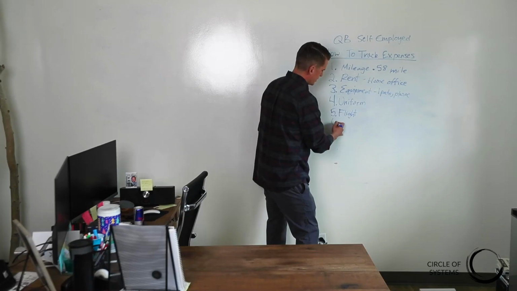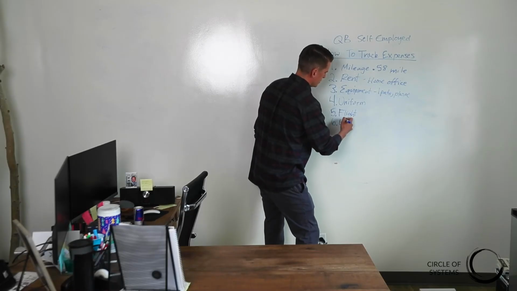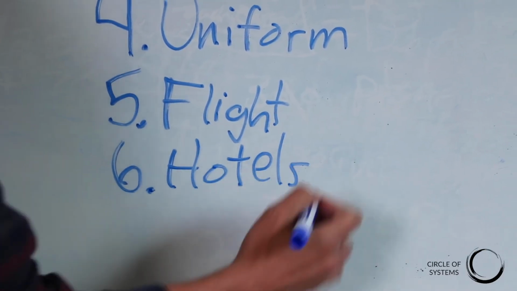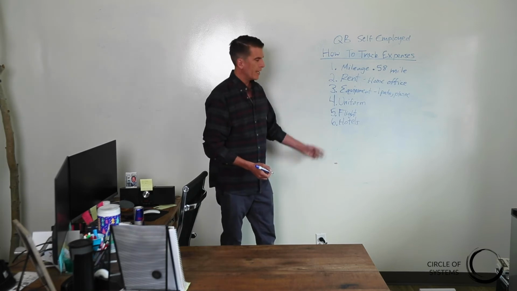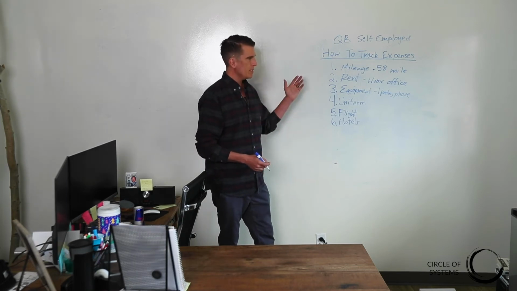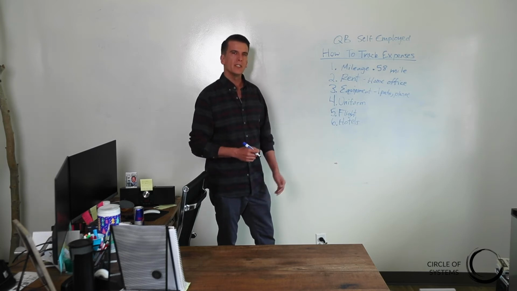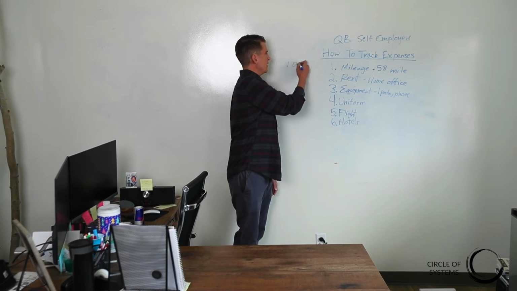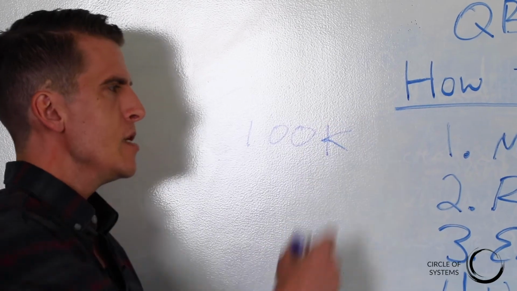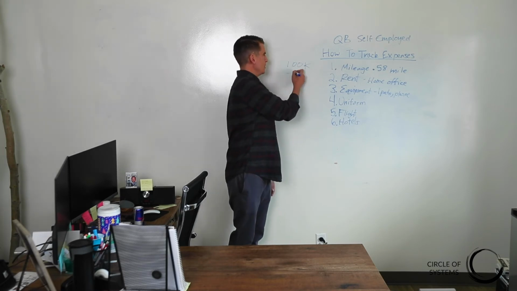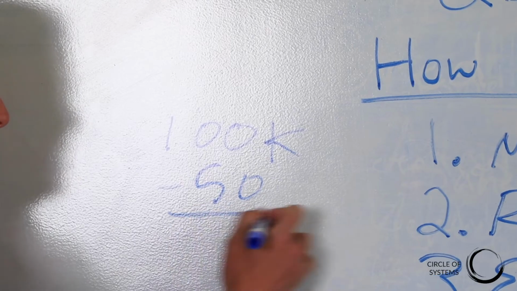So number 6, you want to also take your hotels. So if you stay in a bunch of hotels or Airbnbs, you're going to want to track those expenses, and we can write them off at the end of the year. And what I mean when I say write them off is you get to deduct them from your income. So if you're at 100K in revenue, and all these expenses equal 50,000, you're now only going to be taxed on 50,000.